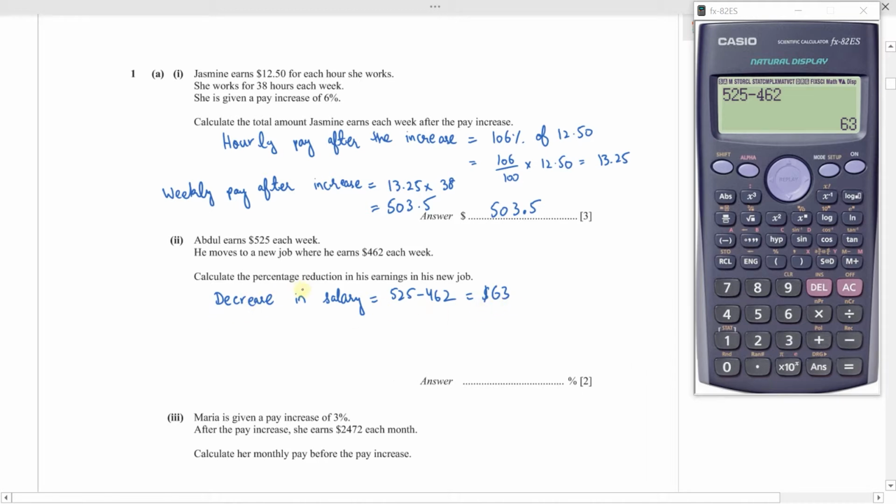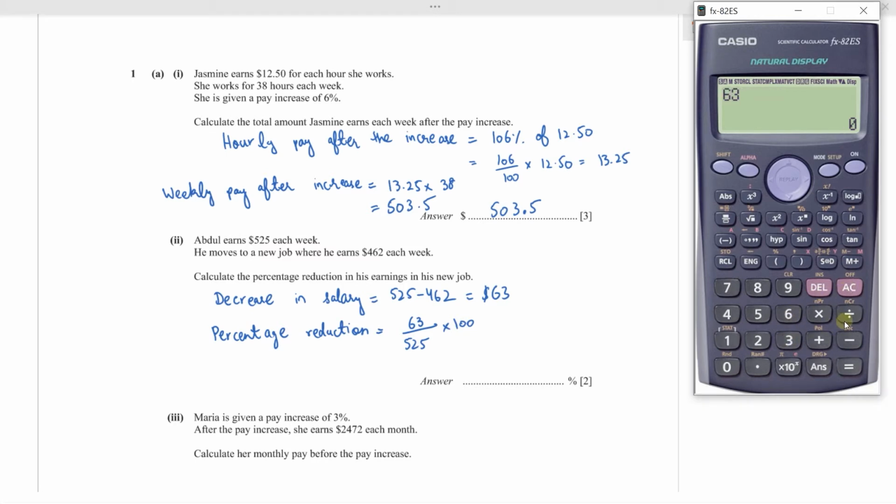Now we need to find the percentage decrease. So percentage decrease or percentage reduction will be the decrease in dollar amount, which is 63, divided by the original salary before the decrease, before he switched the job, which is 525, and then multiplied by 100. So 63 divided by 525 multiplied by 100, which is 12%.